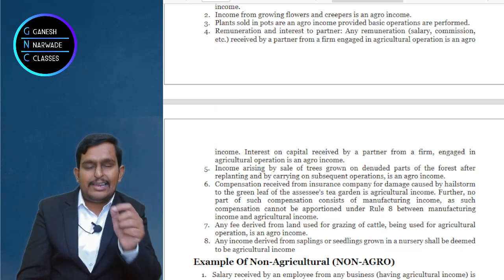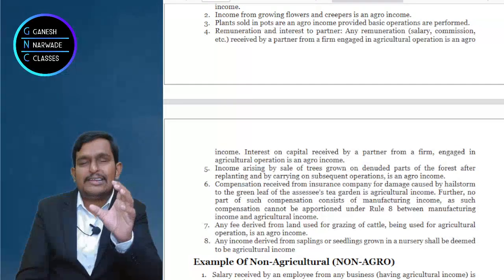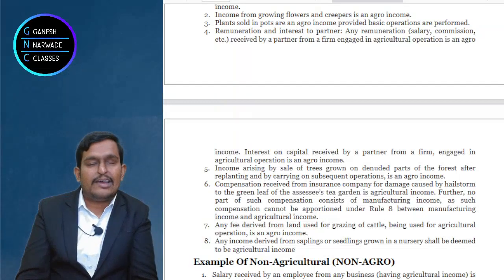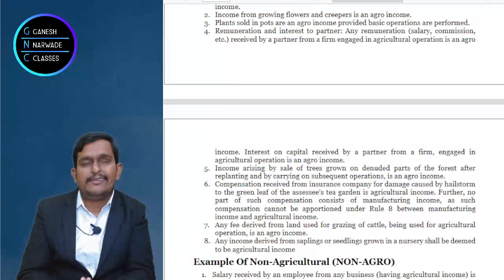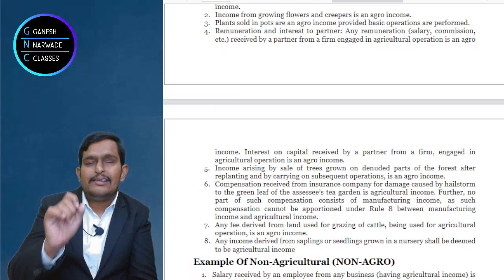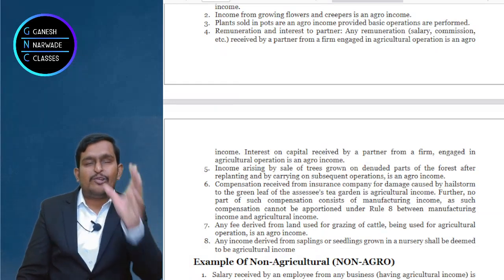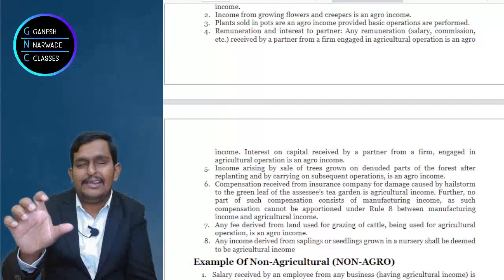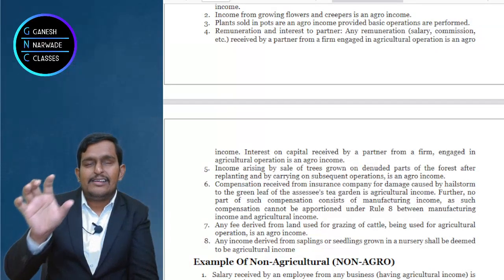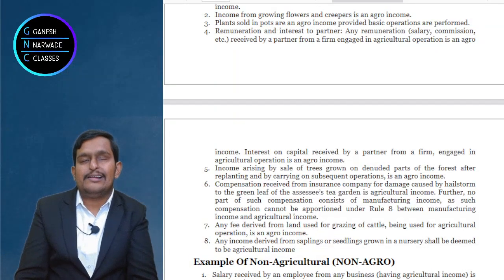The director getting some meeting attendance fees, non-agricultural income. The employees of the company getting salary, non-agricultural income. If you have a lot of sugar cane in your farm, you are converting that sugar cane to jaggery and selling the jaggery, this part of the income is non-agricultural income.